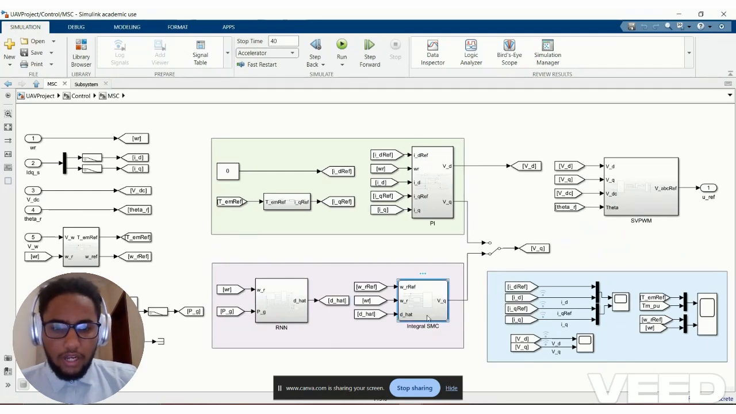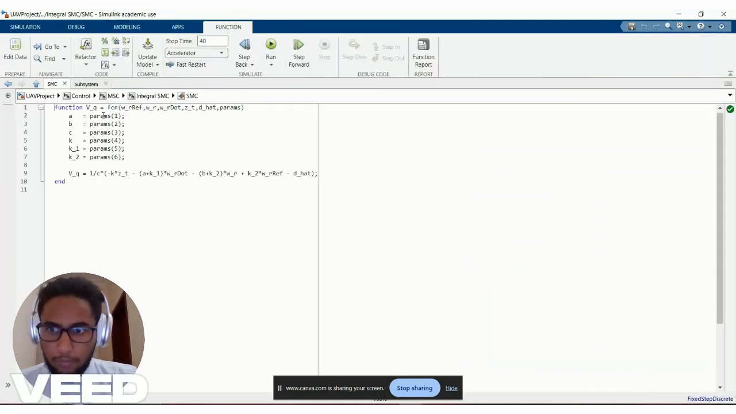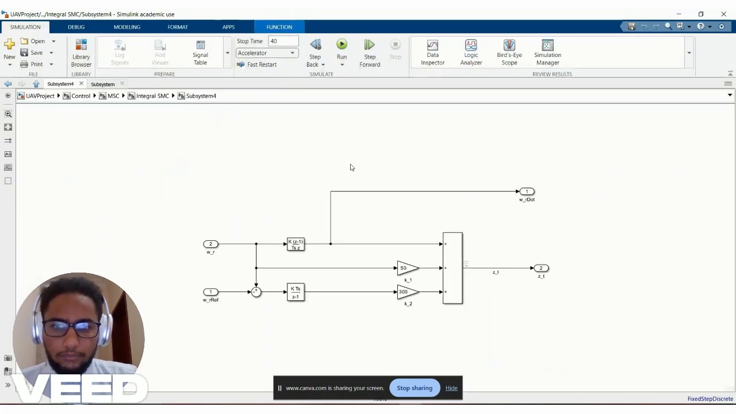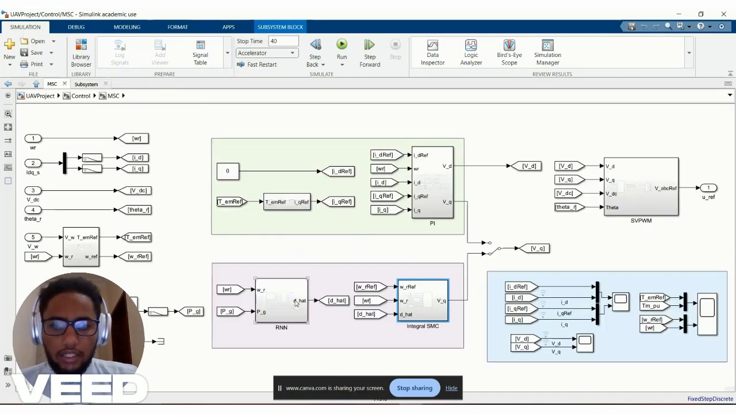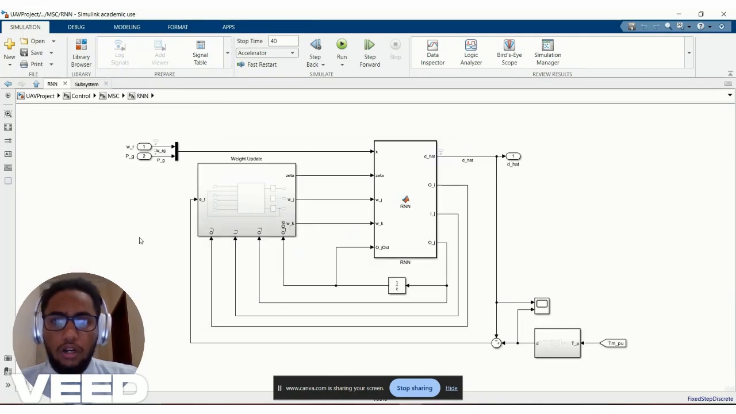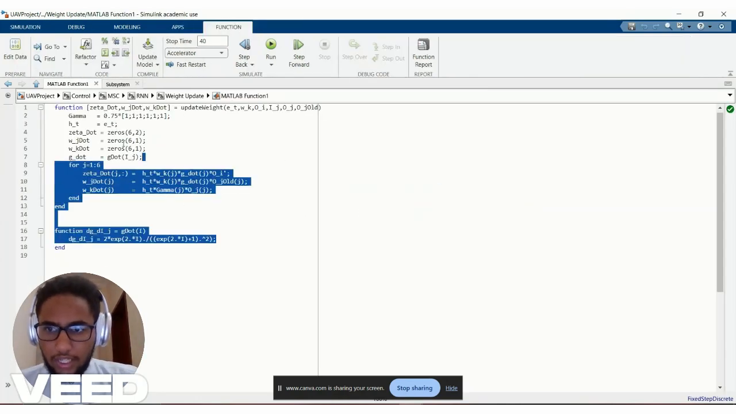And here we have the approach, the integral sliding mode control, and here we put the code, as we mentioned in our research paper, and this is the equation for the approach. And here we have the updating subsystems and the parameters, of course. And here we have the RNN for the uncertainty estimation and prediction. Here we have the weight updates. We keep updating the parameters, as you can see here.